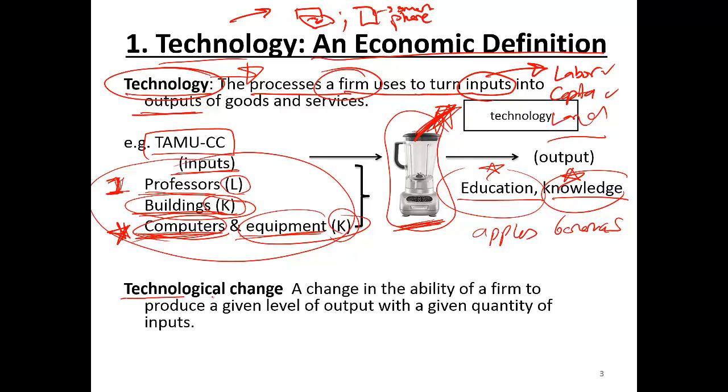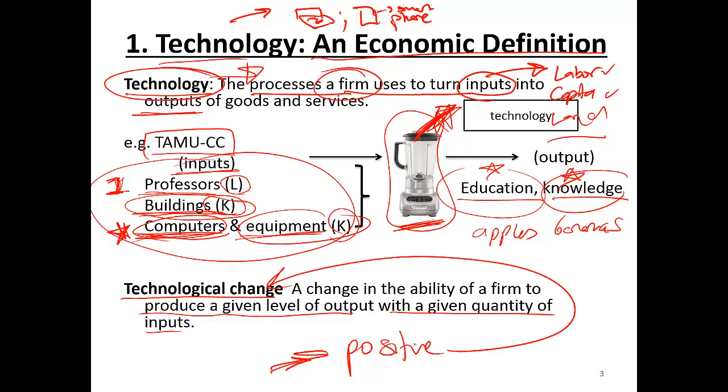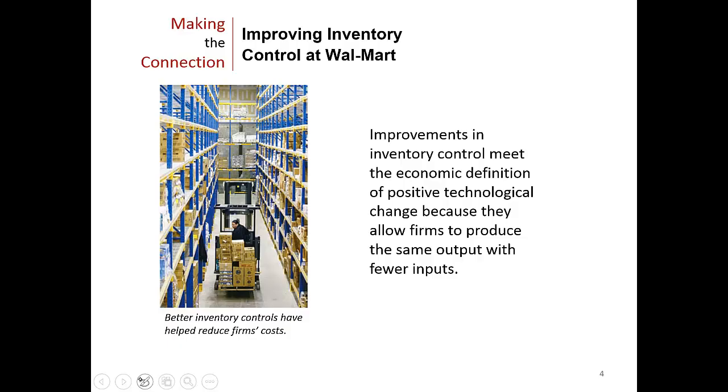Okay, technological change, what does that mean? Technological change is defined as a change in the ability of a firm to produce a given level of output with a given quantity of inputs. So most of the time we experience positive technological changes. An example would be, for instance, a way of arranging the store such that, let's say, you arranged your ice cream stores such that your sales have gone up. That would be an example of a technological change.